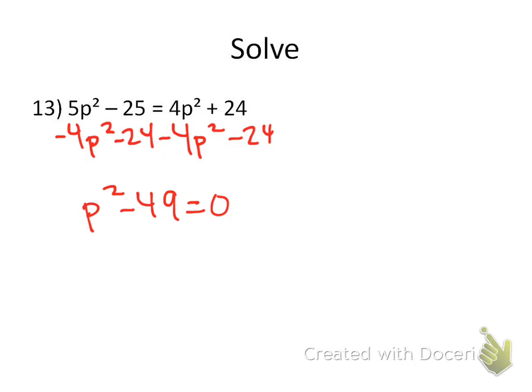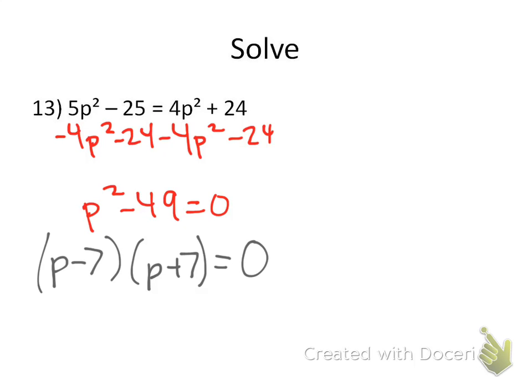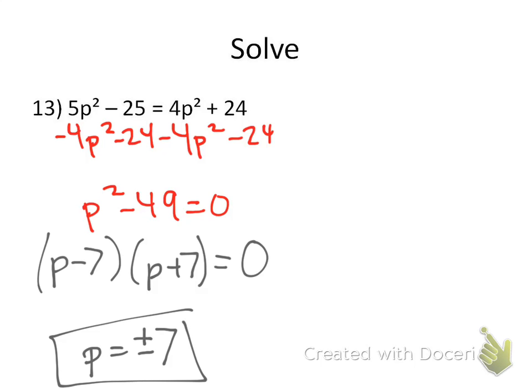Yeah, that's just a difference of 2 squares. So I'd have p minus 7 and p plus 7. So what would my answers be? Yeah, positive 7 and negative 7. You could write it like this if you want. Or you can actually go through and solve them, but this one's pretty simple. What questions do you guys have on solving by factoring?